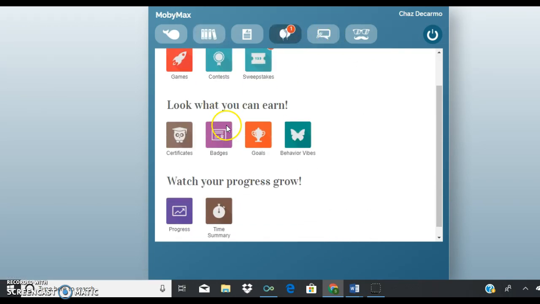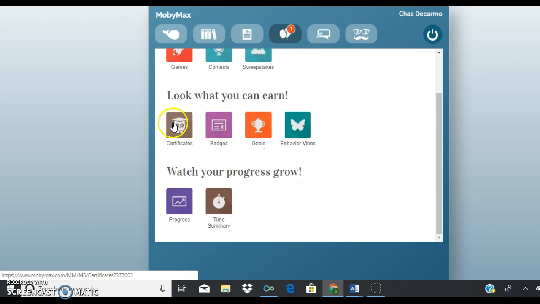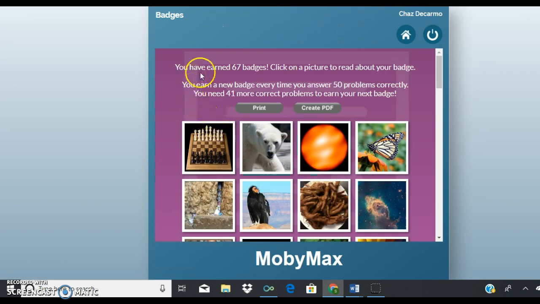So here again, this is what they can earn, different things. They can earn certificates, badges, goals, and behavior vibes. My child's favorite thing to earn are badges. He worked so hard to earn badges. So right now we have 67 badges. In order to get one badge, you have to answer 50 questions, 50 problems correctly. So he earned 67 badges so far, and he needs 41 more correct problems to earn his next badge.